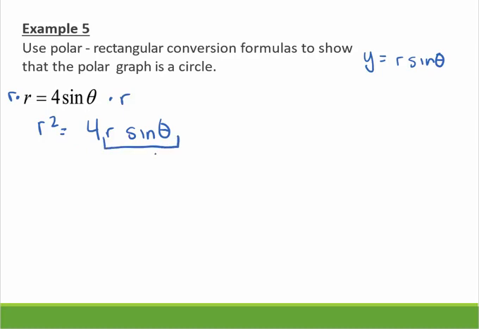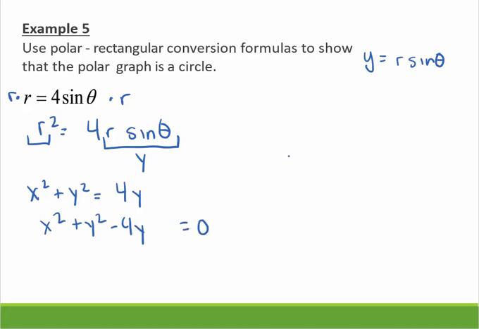Now this equation is the same thing. That piece is y. R squared is x squared plus y squared. If I subtract the y over, I need to show that this is a circle. So I need to complete the square, meaning I take this middle number, divide by 2 and square it, add that number to both sides.